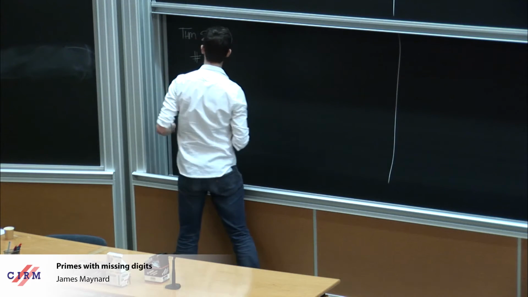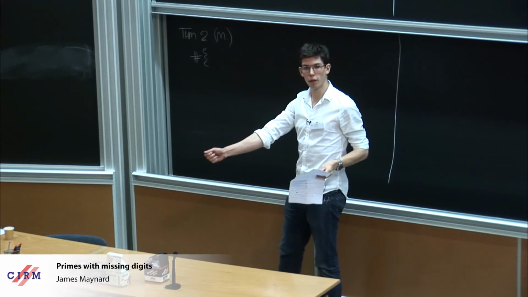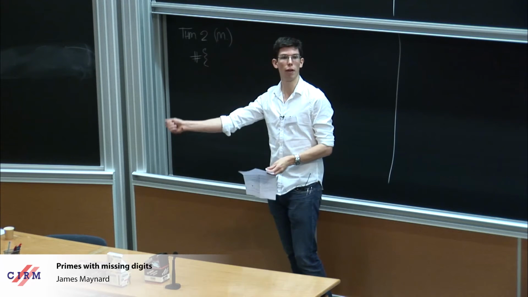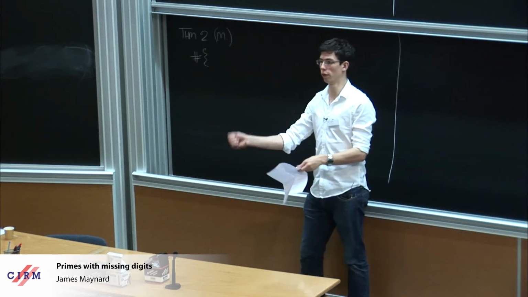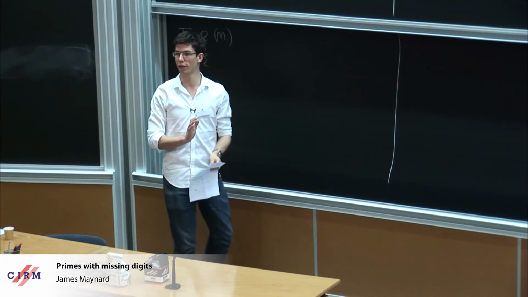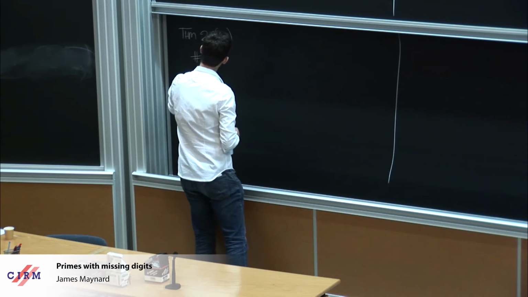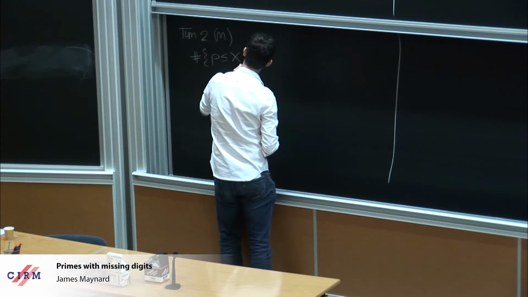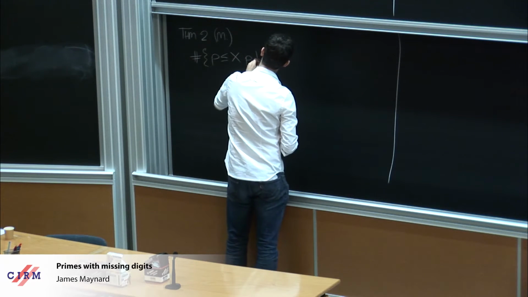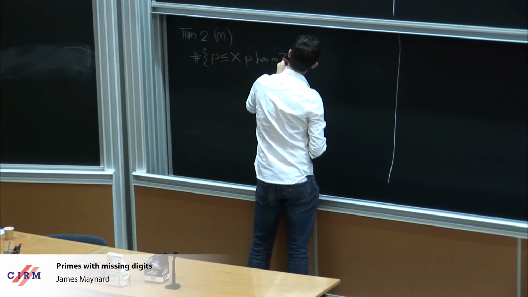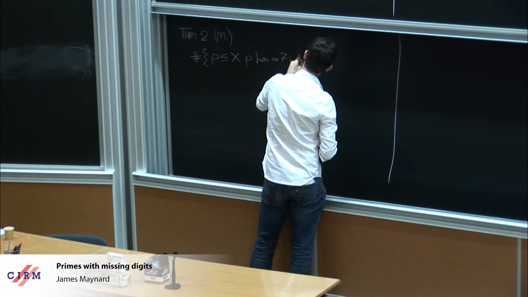where I want to look at the decimal digits of primes, and I want to count primes that have no 7s anywhere in their decimal expansion. And the same result can hold with 7 replaced by any other number. But for the sake of concreteness, let's talk about 7. So I want to look at the number of primes less than or equal to x, such that P has no digit 7 in its decimal expansion.